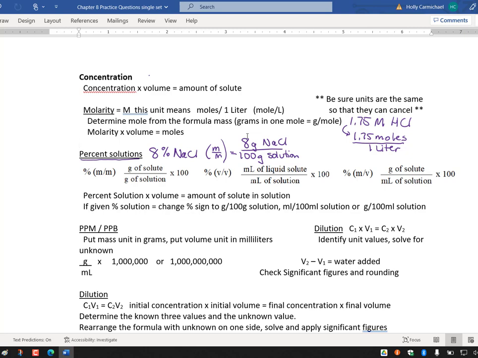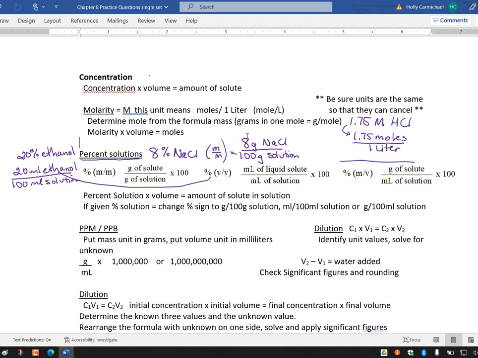Now, if I have volume to volume, then that is going to be mils per 100 mils. So if I have a 20% solution of ethanol, that means that I have 20 mils of ethanol, because it is the solute, divided by 100 mils of the total solution. So that would be the ethanol and the water.